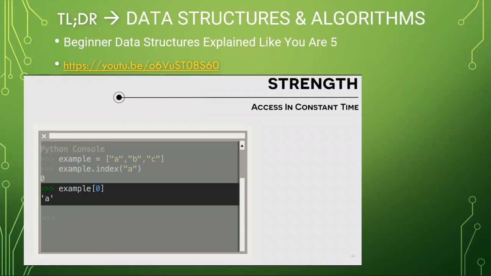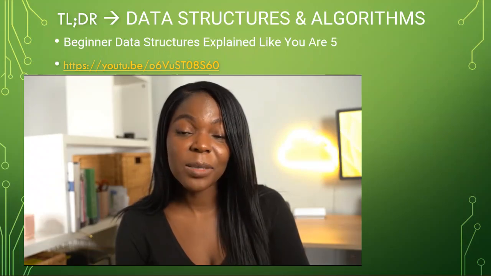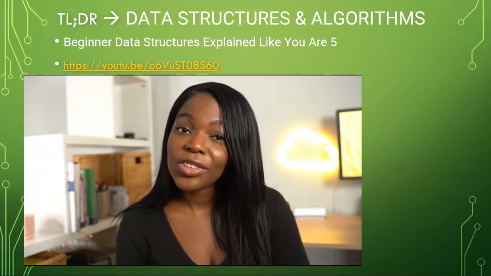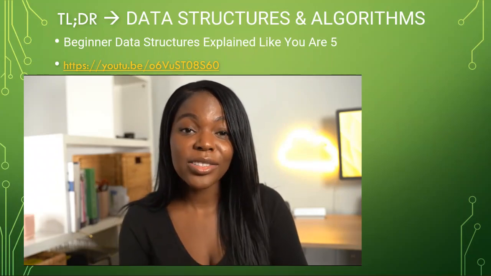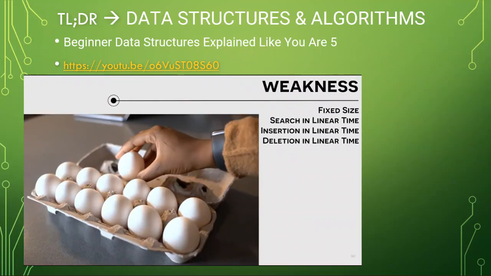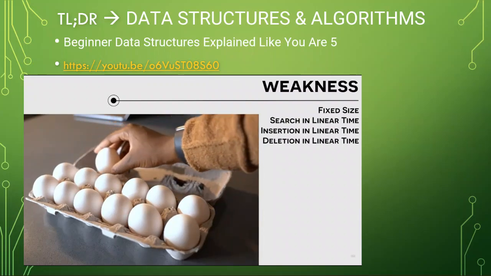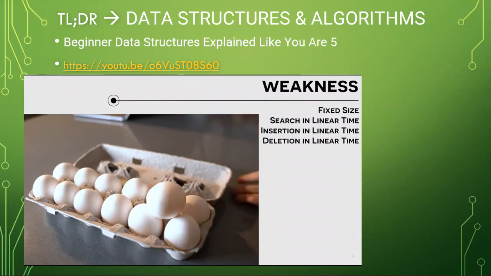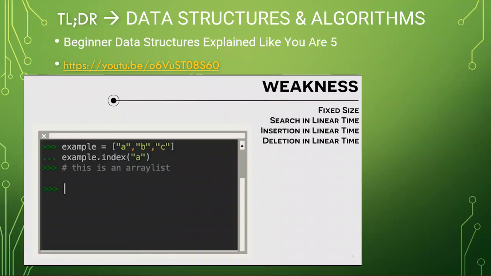But like egg cartons, arrays have some important limitations that you have to consider. The first limitation is the fact that arrays are a fixed size, just like egg cartons. If we wanted to add more eggs to an egg carton or we wanted to add more items to an array, we really can't adjust the size of the carton unless we have a dynamic array or an array list.